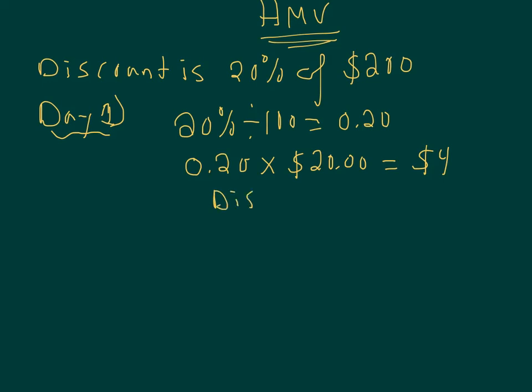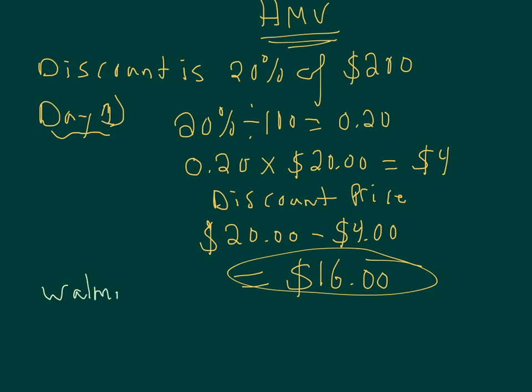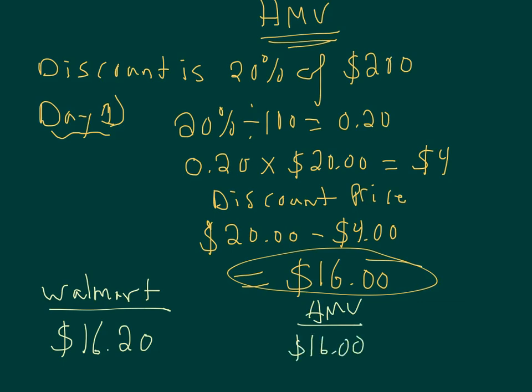So our discount price then is going to be $20 minus our total of discount, which is $4, which gives us a grand total of $16. So Walmart, if you went to Walmart with their savings, you were paying $16.20. If you went to HMV, you were paying $16. So the better buy goes to HMV with $16.